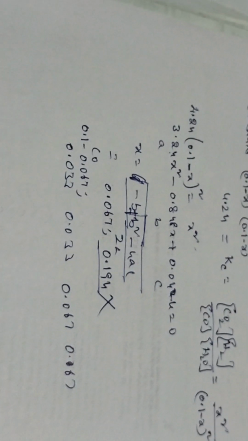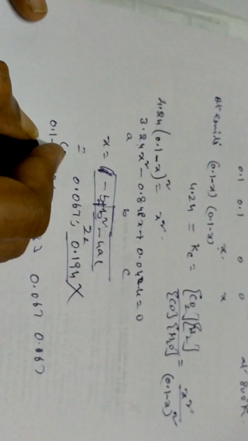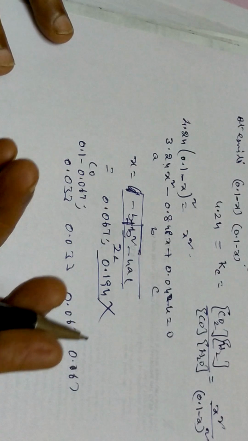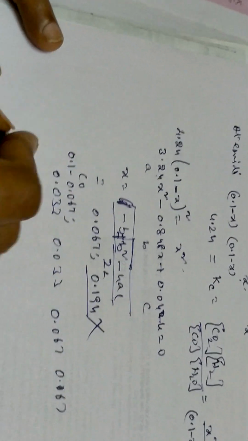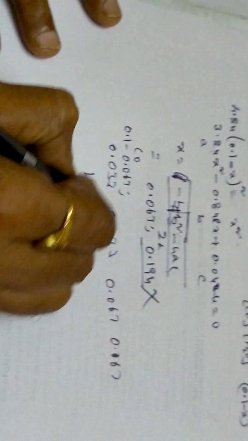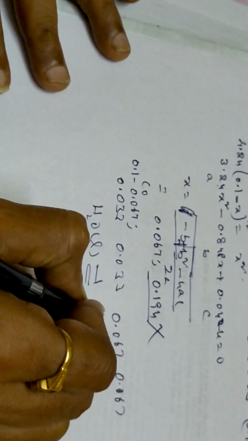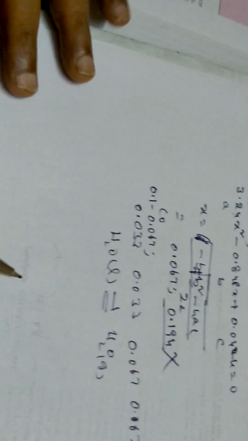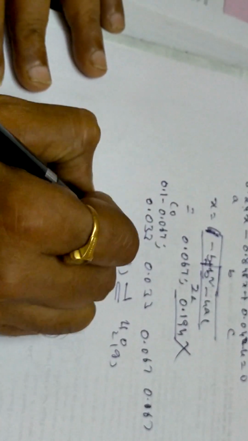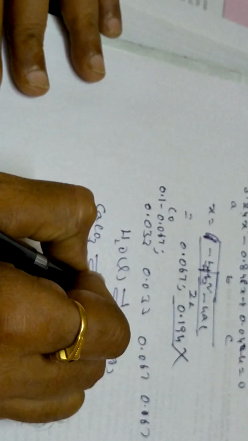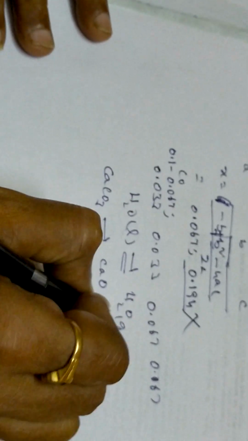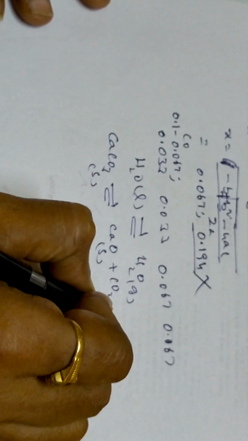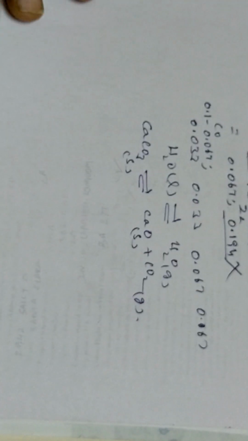Fine. So now the heterogeneous equilibrium. Heterogeneous means that among the reactants and products, at least one is in a different state: solid, liquid or gas. Suppose liquid water is in equilibrium with water vapor, this is also a heterogeneous system. Another well-known example is calcium carbonate, which on heating gives calcium oxide plus CO2. Here calcium carbonate is solid, calcium oxide is solid, and carbon dioxide is a gas.